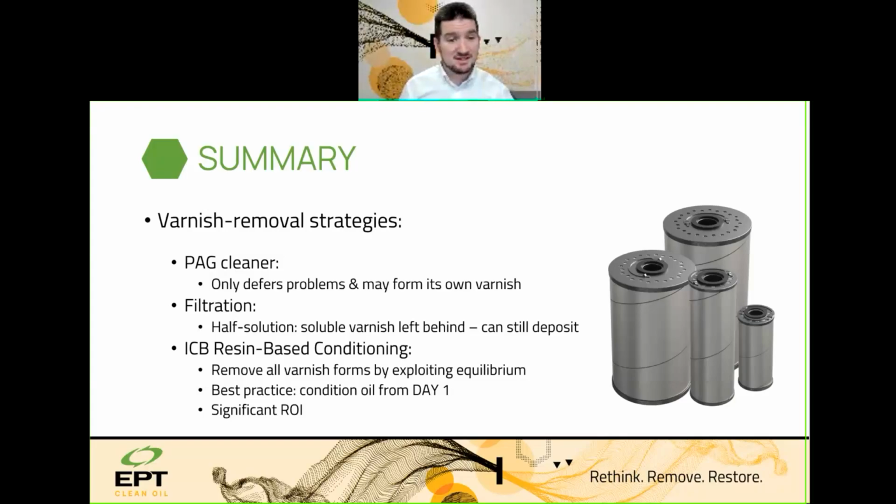And best practice here is not to do reactive maintenance, not to wait till you have a varnish problem and try to fix it. You can do that, it works, but best practice is to install one of these conditioning skids from day one, because again, you achieve the lowest cost of operating and the lowest risk profile by doing so.